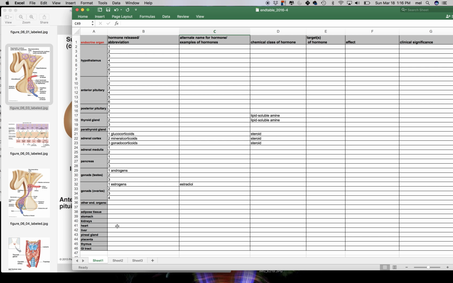heart, which is ANP or ANF. Its long name, let's just pretend we're filling this out, is atrial natriuretic peptide or factor. Since it's got peptide in the name, it's going to be a peptide. The target, you guys should remember, it actually goes to the kidneys and the vessels. The effect is lowers blood pressure. And I can't think of a clinical significance for that one. So this one is already done because we've done it in the set of notes we're working on right now.